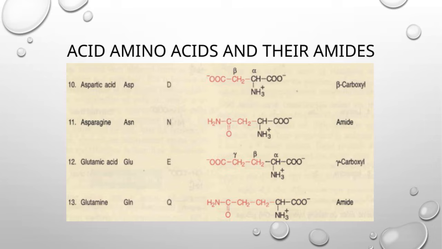Understanding these structures helps us see how amino acids contribute not just to protein synthesis, but also to various biochemical pathways. So, recognizing the differences between acid amino acids and their amides enriches our overall understanding of amino acid chemistry and their biological significance.